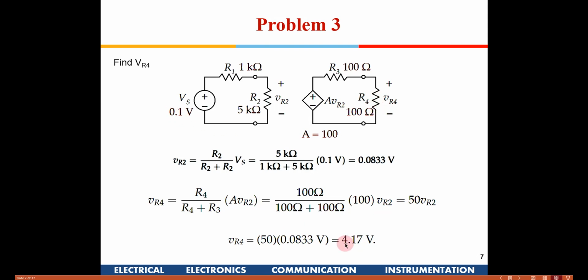So from here to here, what is the total gain? This is the output voltage, this is the input voltage. The gain is around 41.7, whereas the gain of the amplifier is known to be 100. So why are we not getting the total gain at the load resistance?